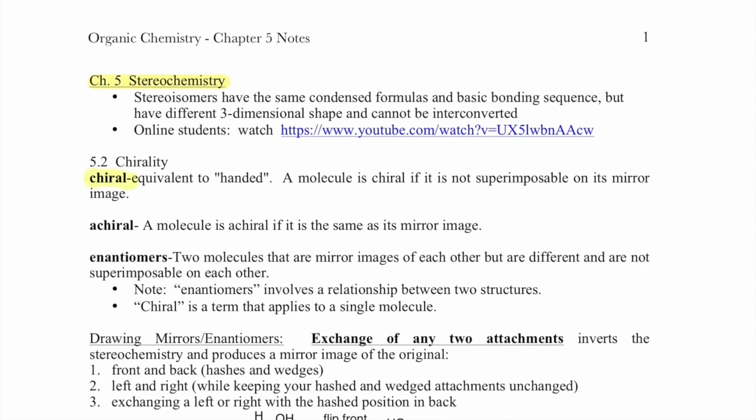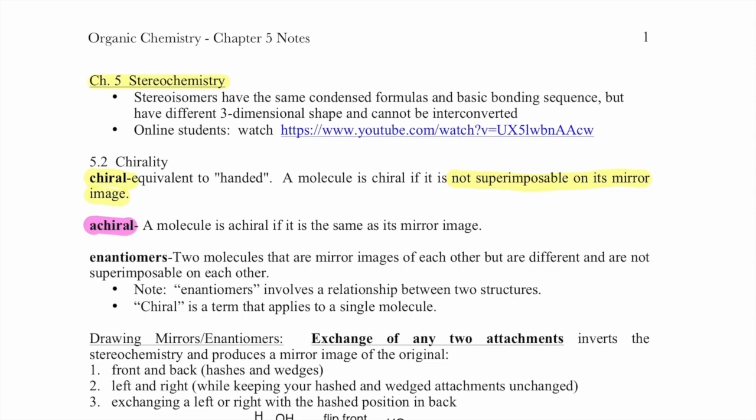So if you are chiral, what you're really doing is you cannot be superimposed, and I have some images on the next page on this. You cannot be superimposed on its mirror image. You are not the exact same. So you are unique, and I will explain that in a minute. If you are achiral, then that is the same as its mirror image. Okay? And that has some differences with that.